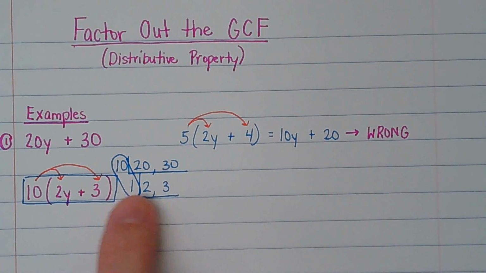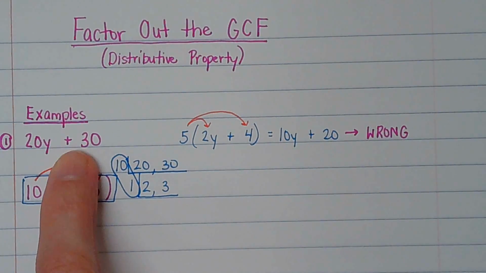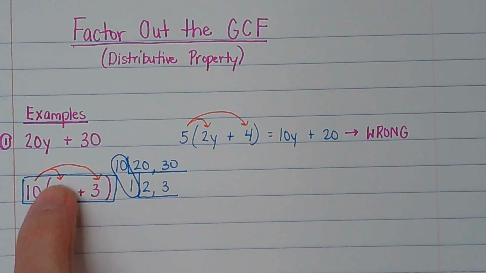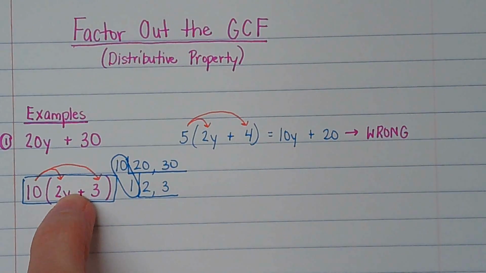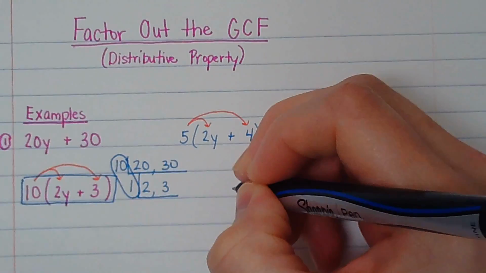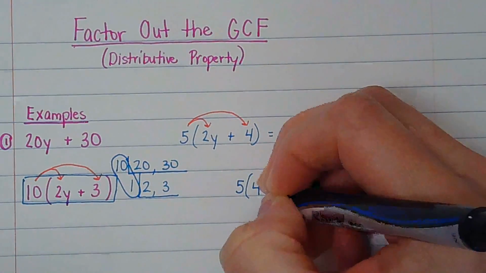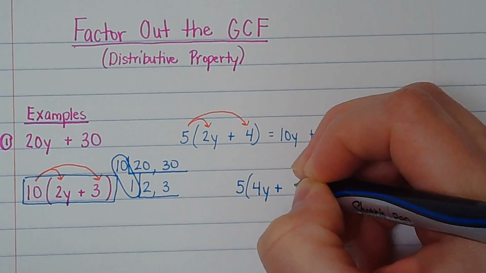So the only thing that you need to remember is to put the variable if it has a variable, and then put whatever sign goes with it. Like I had to remember to put the y with this, and I had to remember to put the plus sign right here. Now here's what they might do. What if they gave you this? What if they said that this was an answer choice? 5 times 4y plus 6.